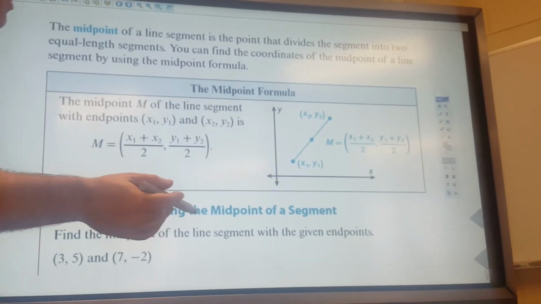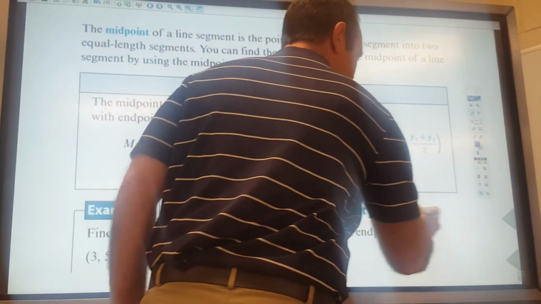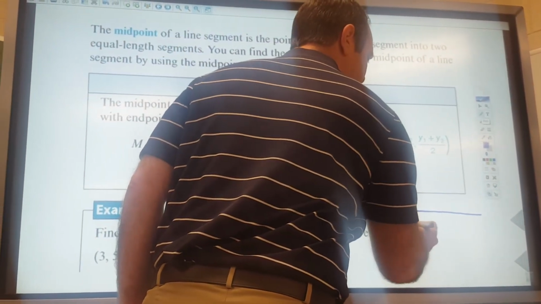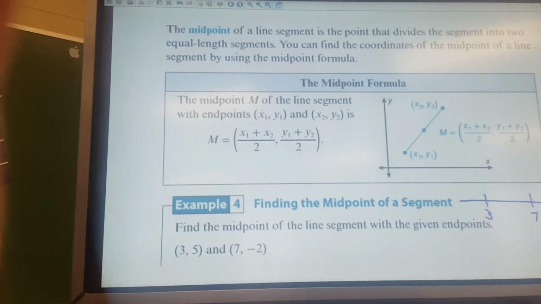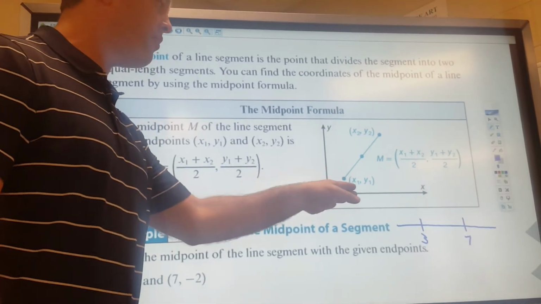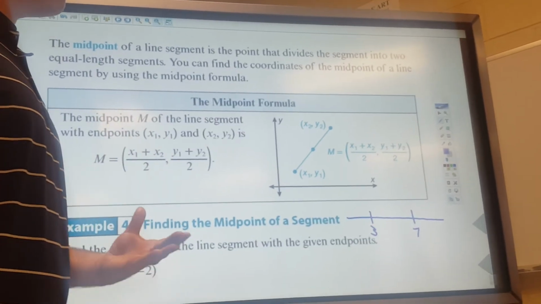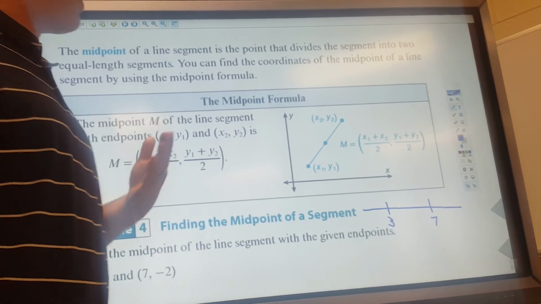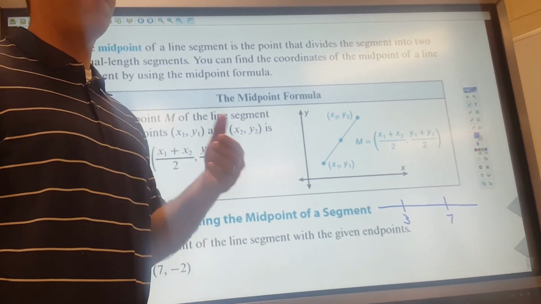If you just think about x values on a number line, you've got from 3, let's say, to 7. What's in between those two numbers? Well, I could think of it logically. If I add 2, I would get 5. If I subtract 2, I would get 5. 5's in the middle.